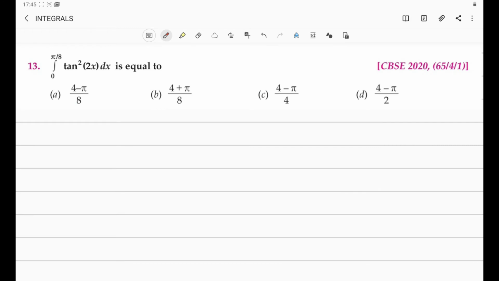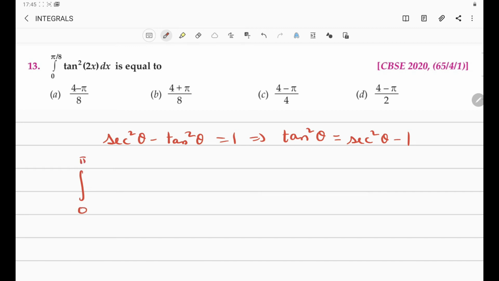Number 13, integral 0 to pi by 8 tan square 2x dx. So there is no direct formula to evaluate tan square 2x. So we write tan square 2x in terms of secant square 2x. So we know that secant square theta minus tan square theta is equal to 1, which implies tan square theta can be written as secant square theta minus 1. So here we can write this as 0 to pi by 8, secant squared 2x minus 1 dx.